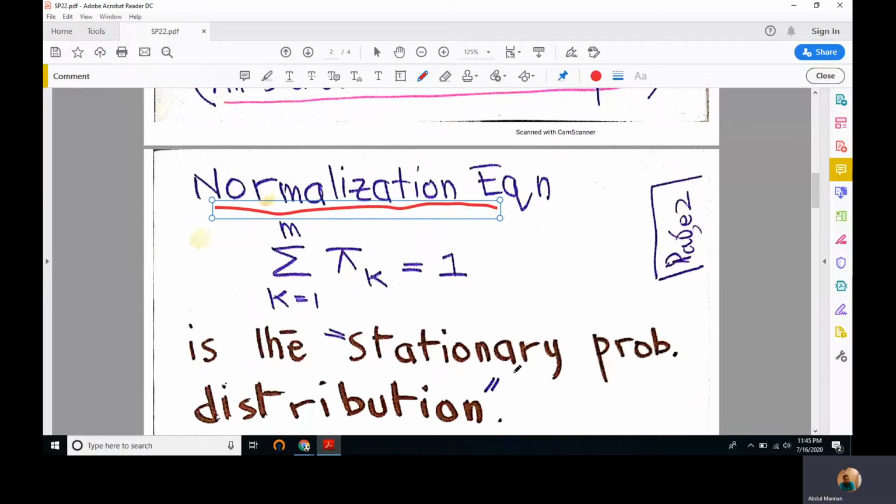This gives rise to a stationary probability distribution, because we know that for a probability distribution, the sum of the probabilities of all events sums to 1. So the normalization equation tells us that pi 1 plus pi 2 plus pi 3 plus up to pi m, they all sum to 1.